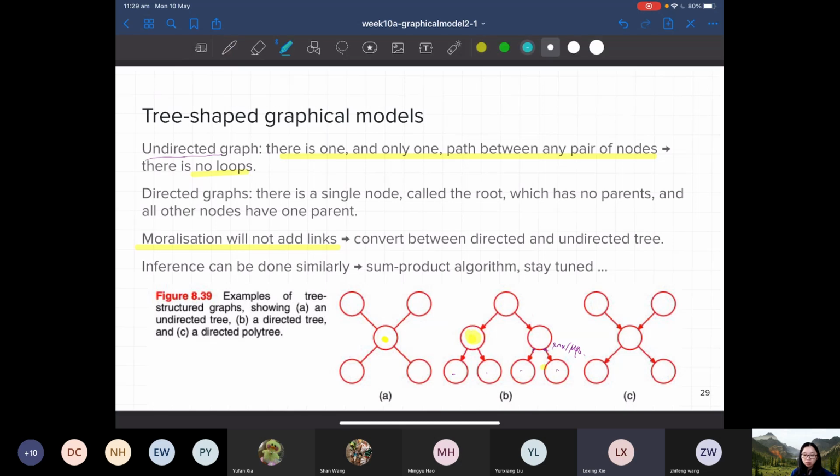The graph in picture C is somewhat different. It's called a directed polytree. As we can see, if we moralize this, it does add an edge. The claim here, again, bear with us until next time, is that the sum product algorithm still applies to the directed polytree. The directed polytree is a class of graphs that are not strictly trees, but still efficient inference algorithms are available. Okay.